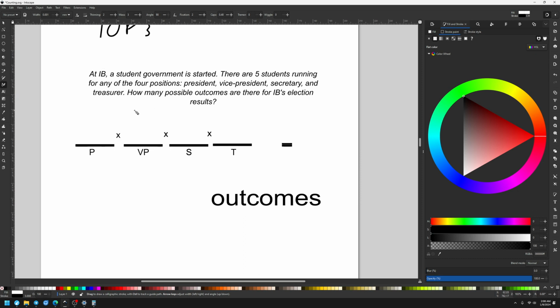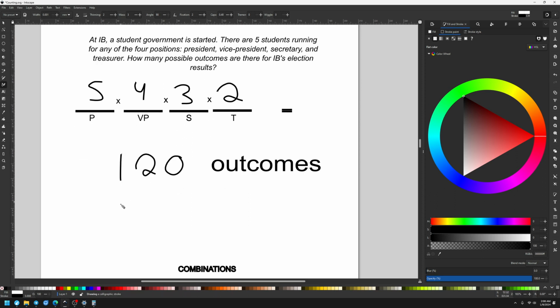Okay, this is the same one as last time. So for president, we have 5 possible students. And once the president gets chosen, we're only going to have 4 students left for vice president. And then for secretary, we're going to have 3. And then for treasurer, we're going to have 2. And 5 times 4 times 3 times 2 is 120. Alternatively, 5 permute 4 is equal to 120. That's another way to think of this problem.